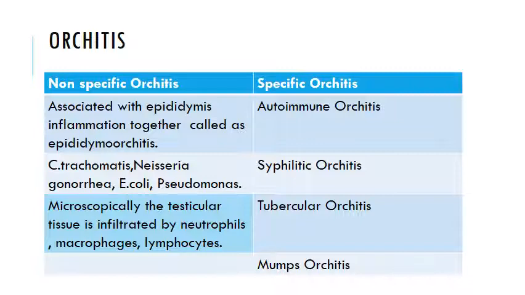It's caused by Chlamydia trachomatis, Neisseria gonorrhoeae, E. coli or Pseudomonas. Microscopically, the testicular tissue is infiltrated by neutrophils, macrophages and lymphocytes. Coming to specific types of orchitis, they are autoimmune orchitis, syphilitic orchitis, tubercular orchitis and mumps related orchitis.